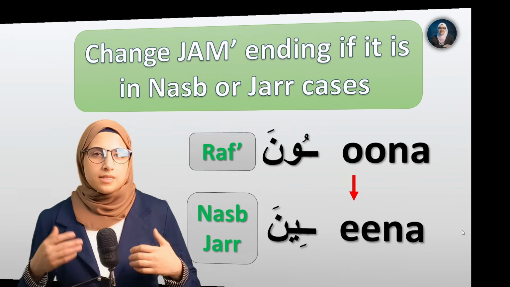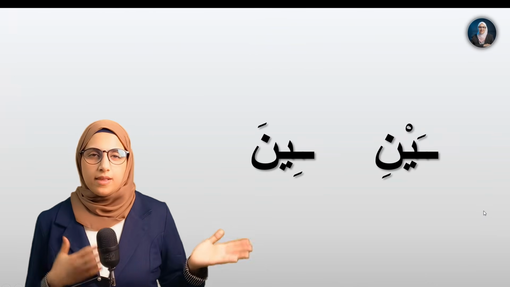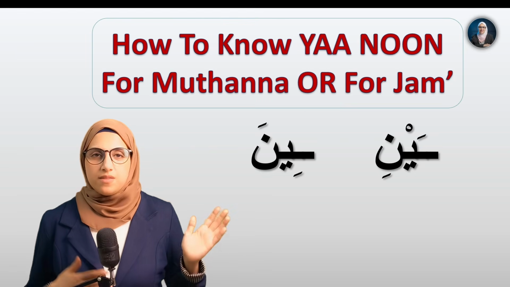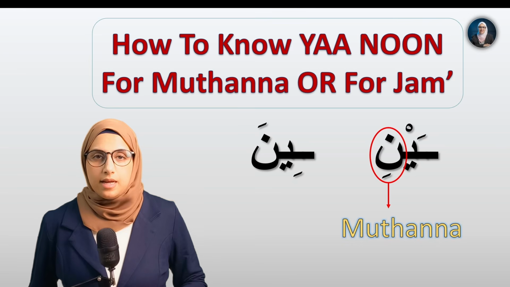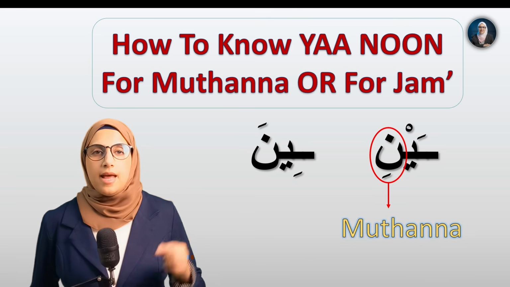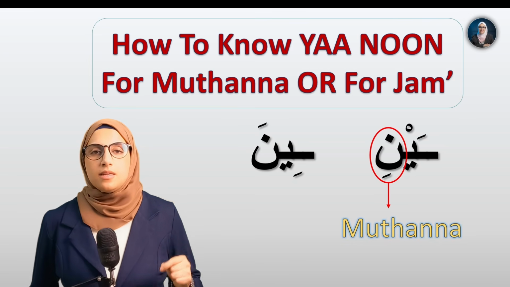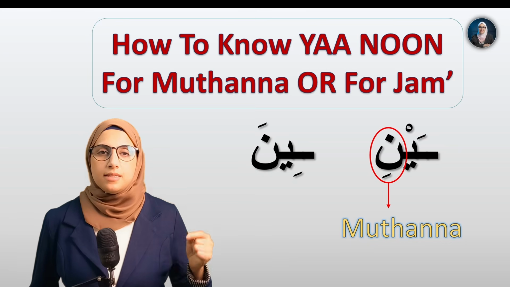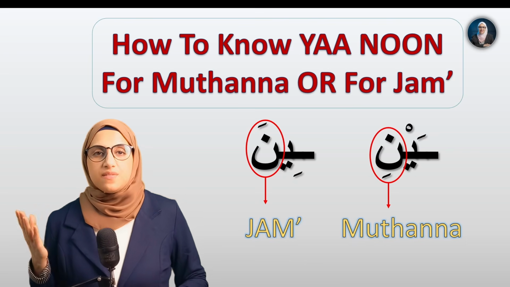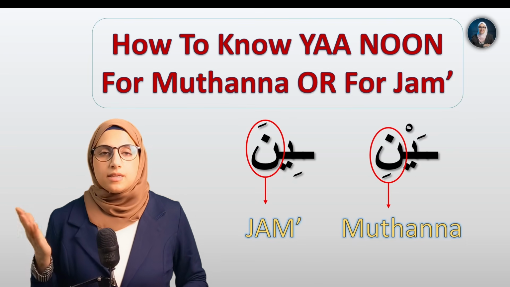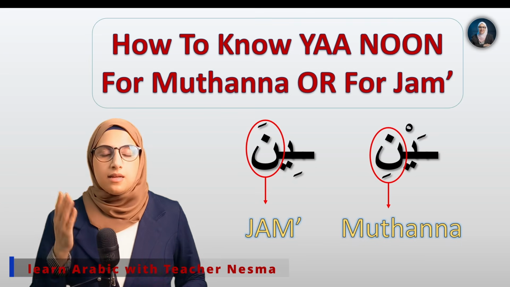You may ask, it's confusing. The dual or muthanna has the same ya noon at the end, while the sound plural for masculine can have ya noon at the end too. How could you know if this is muthanna or this is jam'? The ya noon for the dual or for al-muthanna, the noon has kisra. أيني, قلمين, كتابين, كراستين.